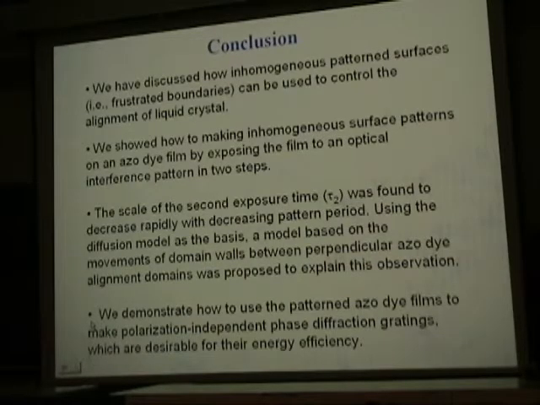optical interference twice. But in this process, we discovered that the time scale for the second exposure decreases rapidly with decreasing pattern period. And by using the diffusion model as the basis, we propose a model involving the movement of the domain wall between perpendicular laser dye alignment domains to explain this observation. And finally, we demonstrate how to use the patterned laser dye films to make polarization independent phase diffraction gratings, which are desirable for energy efficiency.